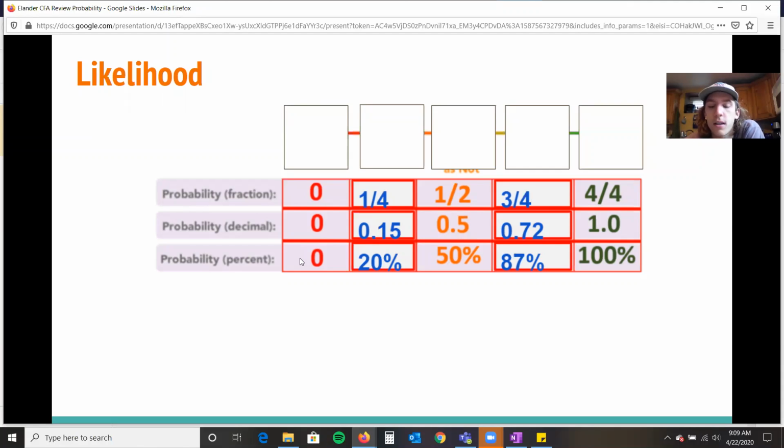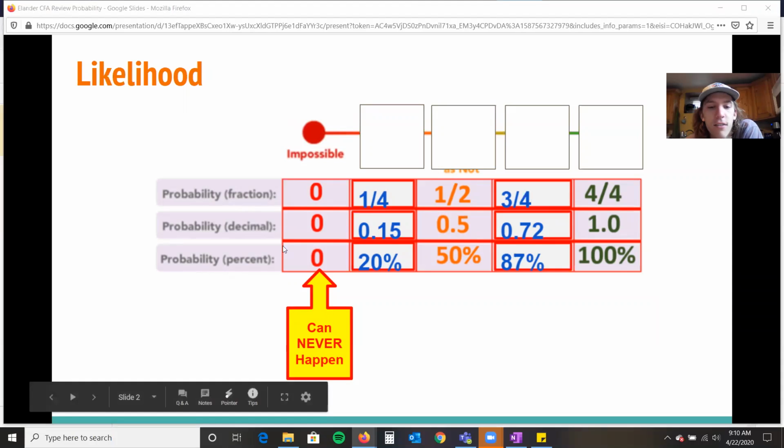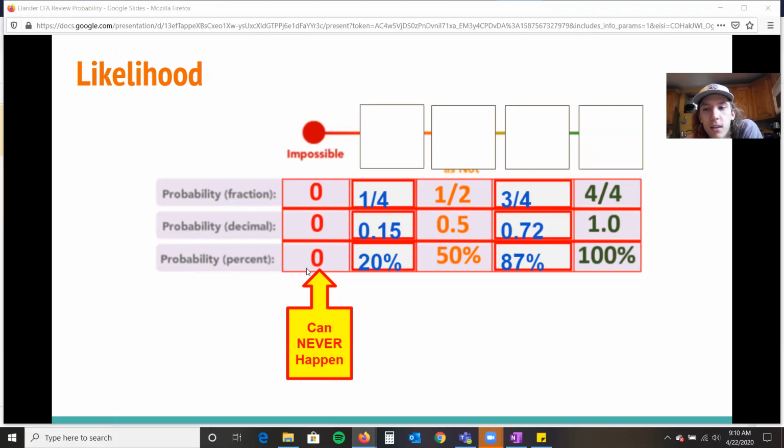So this first one, I'll go ahead and give it to you. This one was impossible. Because if this can never happen, it has a 0% chance of happening, or as a decimal, that's still 0, and as a fraction, also 0. So it's impossible. There's no way it can happen.